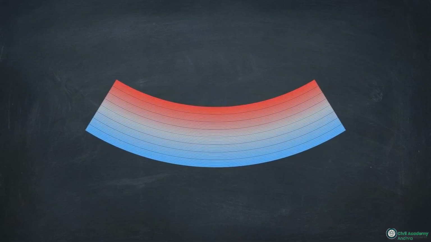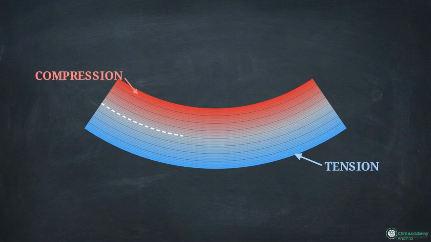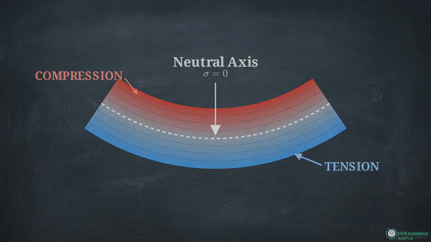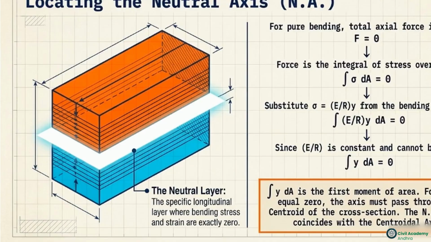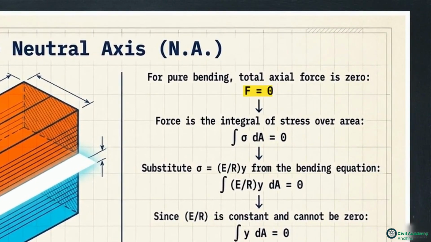When a beam bends, the top layers compress and the bottom layers stretch. Between them lies the neutral axis, the specific longitudinal layer where bending stress and strain are exactly zero. This block shows compressive forces in orange, tensile in blue. For static equilibrium, total axial force must sum to zero. We calculate this by integrating stress over the area.